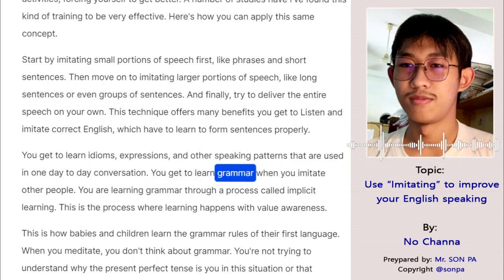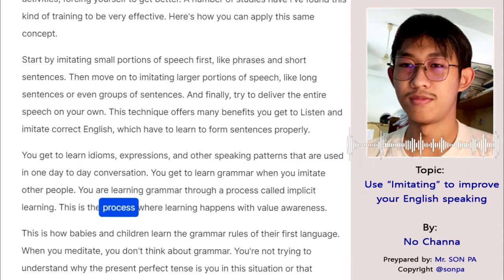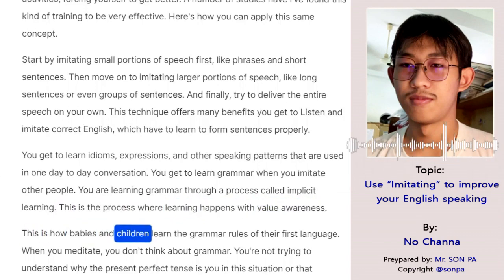You get to learn grammar when you imitate other people. You are learning grammar through a process called implicit learning. This is the process where learning happens without awareness. This is how babies and children learn the grammar rules of their first language.